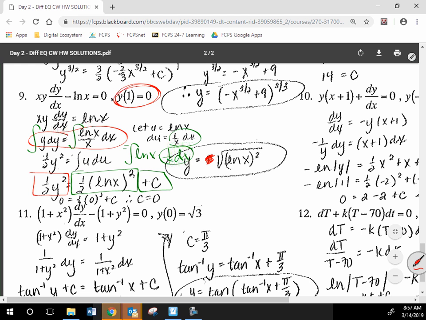Going back to this, at this point c is 0, so we just plug that in. We have 1/2 y squared equals 1/2 quantity natural log of x squared, and c was 0, so we don't have that. Now we just need to solve for y. I'm going to multiply both sides by 2, so we get y squared equals natural log of x quantity squared.